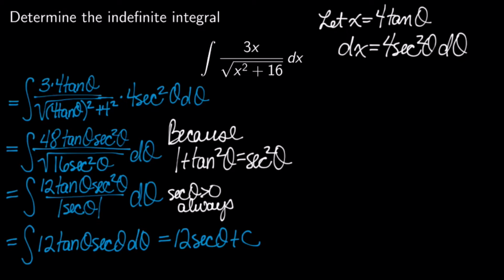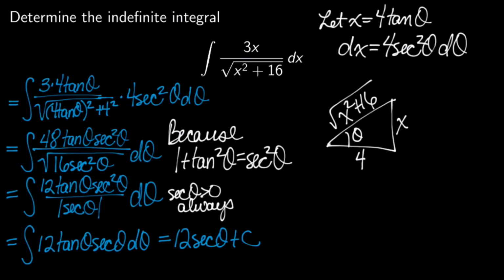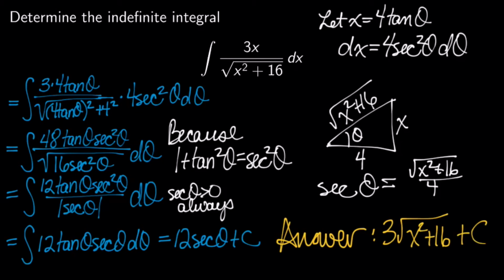You're not allowed to have your solution in terms of theta. So we've got to bust out a triangle. Here's the relationship between theta and x, right? Because x is equal to 4 tan theta. And so then you need the hypotenuse. It's the radical of x squared plus 16. And that means that the secant of theta is equal to radical x squared plus 16 over 4. And that means that the solution is 3 times radical x squared plus 16 plus c.